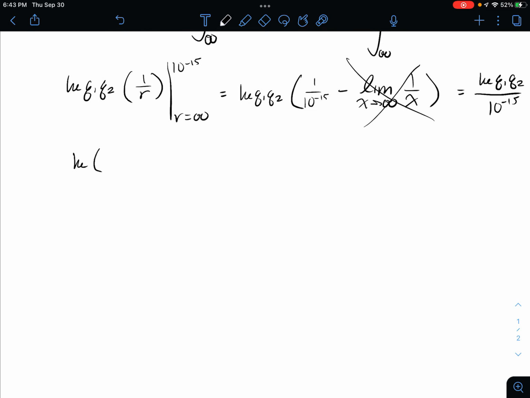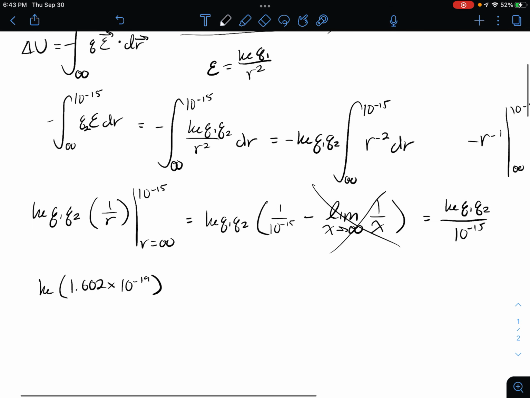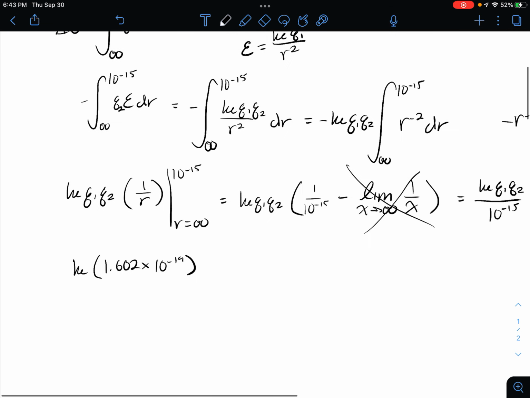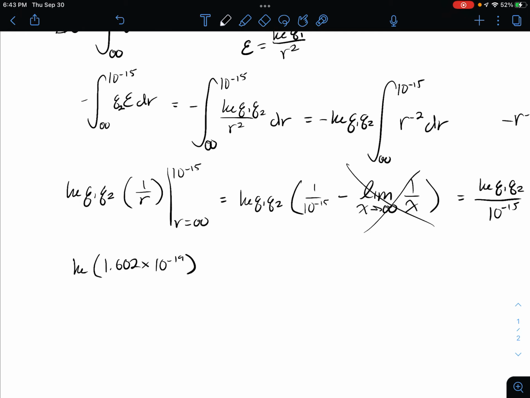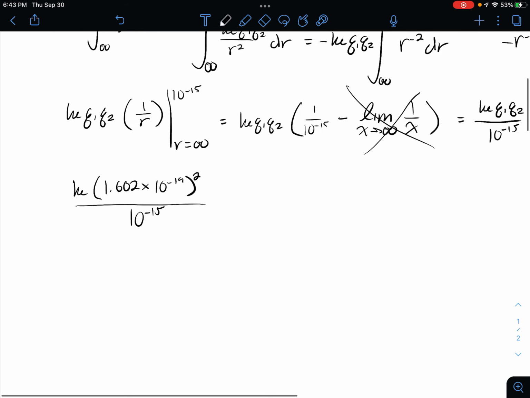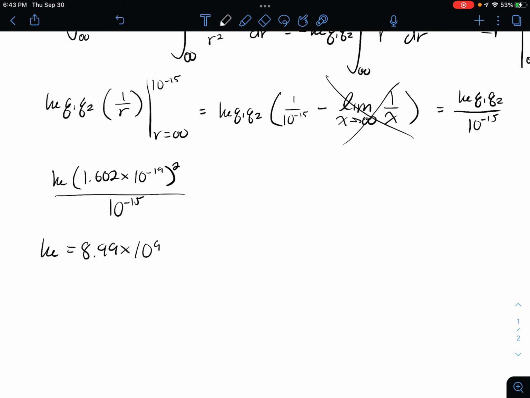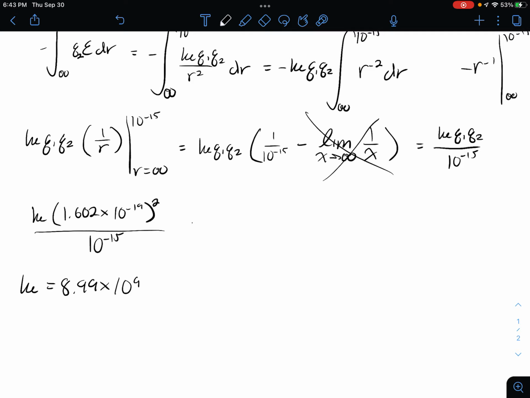So it's going to be KE times the charge of the first proton, which is 1.602 times 10 to the negative 19th. Again, I'm keeping it in coulombs. And I'm lazy, so the charge of the second one is the same exact magnitude, and it's also positive. So I'm just going to square it, because it's just multiplied by itself, and then divided by 10 to the negative 15th. If you plug all this into your calculator, obviously using our KE equals 8.99 times 10 to the 9th, that's going to get you your answer for the potential energy, but since we kept all of our units constant, it's going to give you your answer in joules.